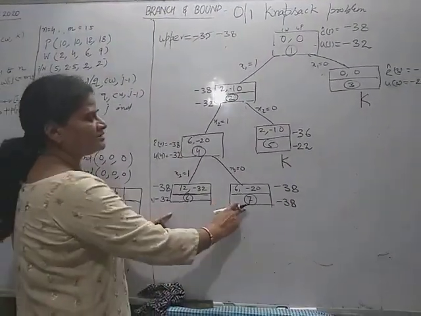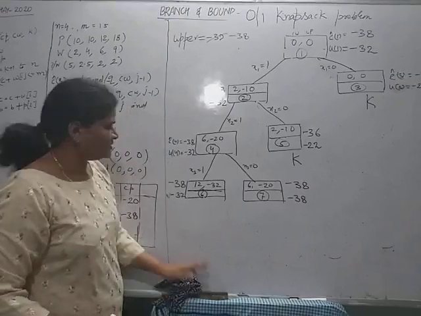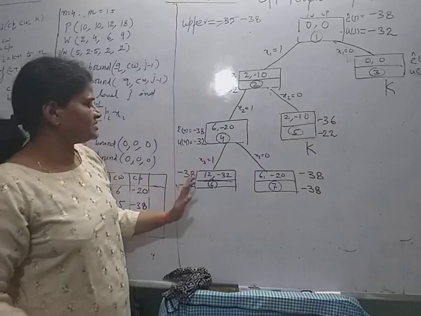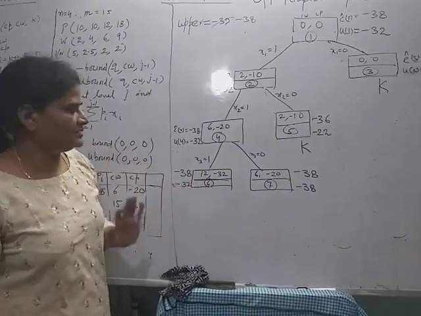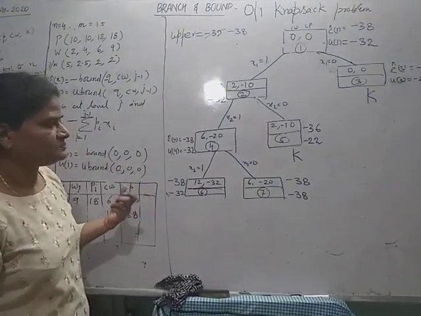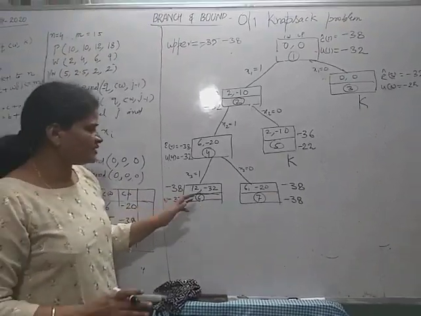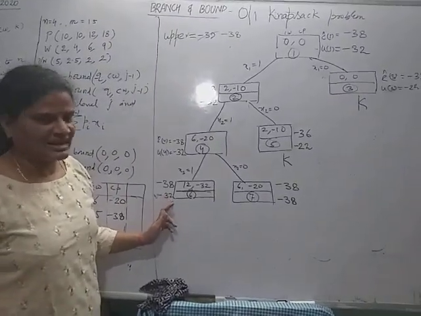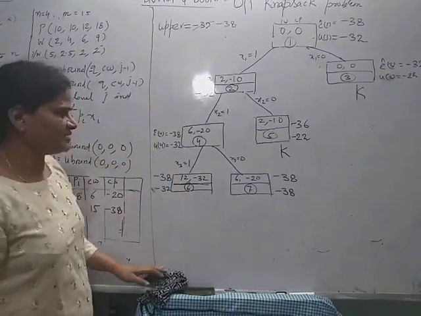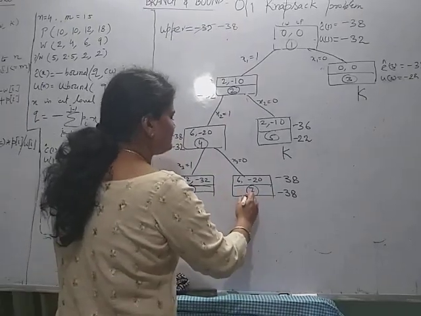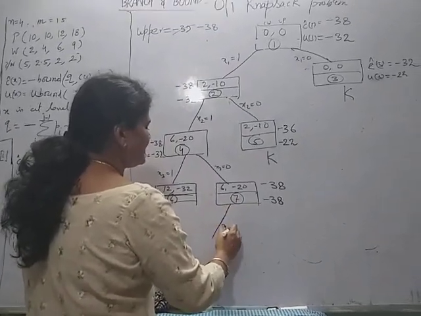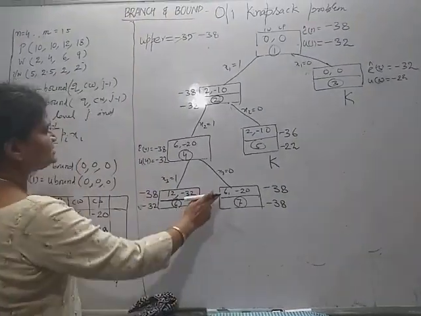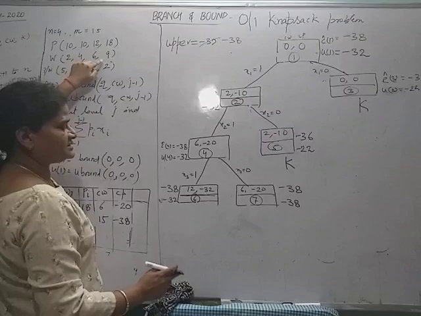Now I am having only the two nodes, 6 and 7, whose upper is minus 38 and minus 38. So these two nodes cannot be killed. Because both have the same lower bound, we can select any one of them. So I am selecting the 7th. If I am selecting the 7th, then here x1 equal to 1. First see whether it is possible or not. 6 plus 9, yes, it is possible.